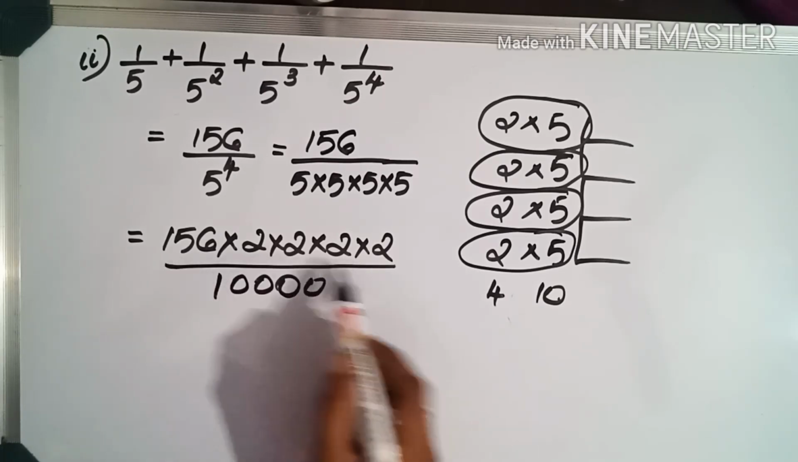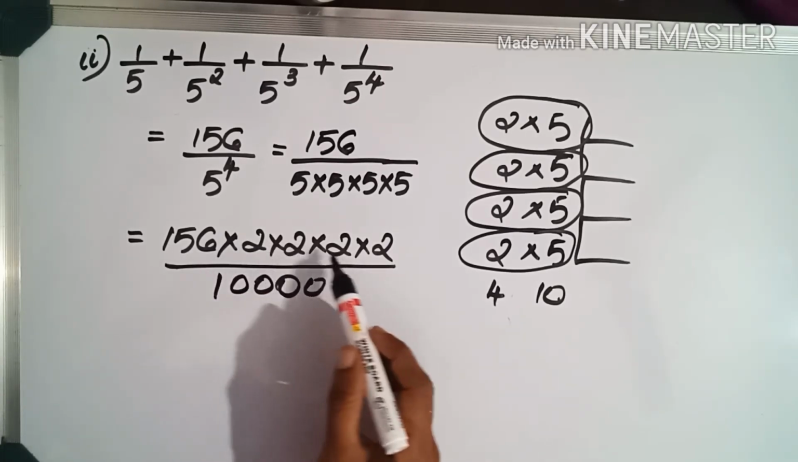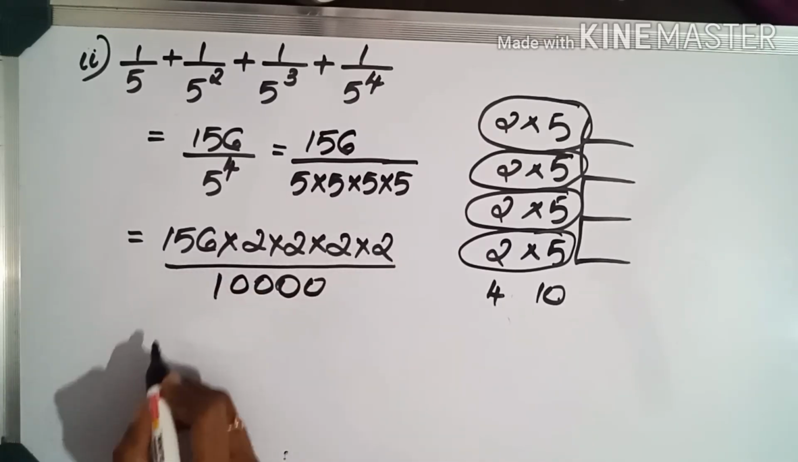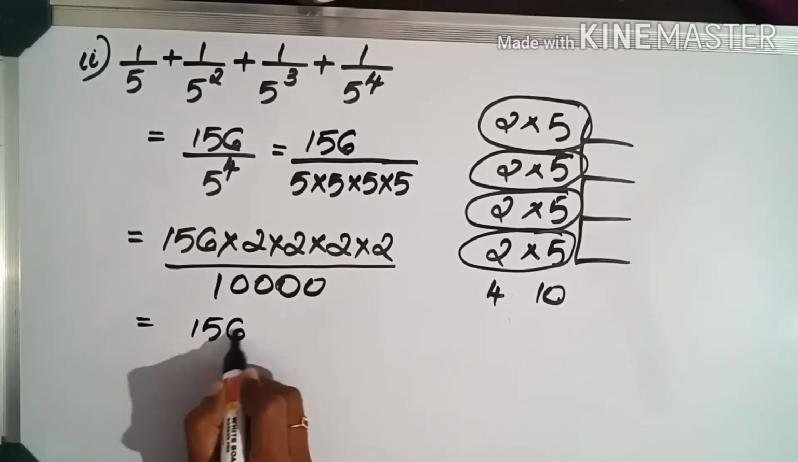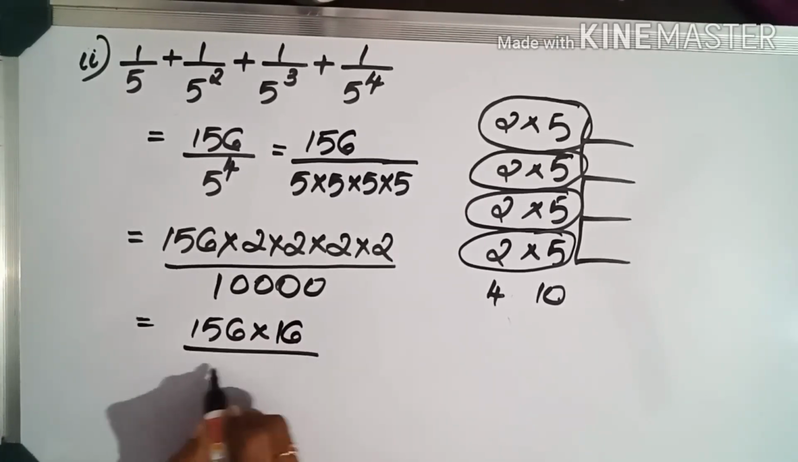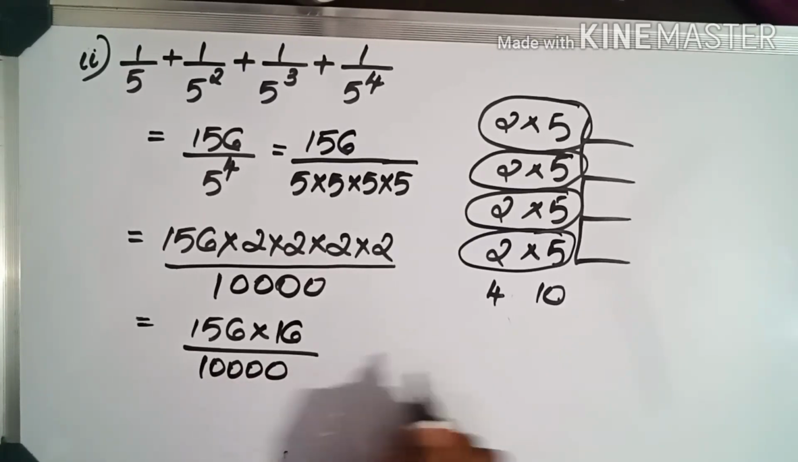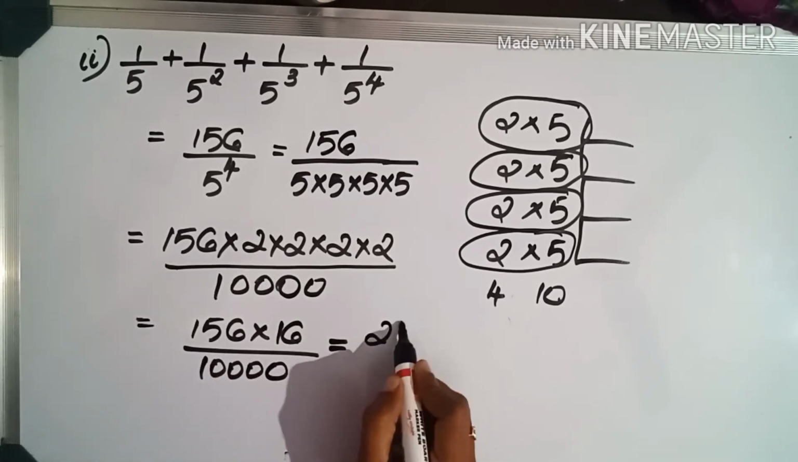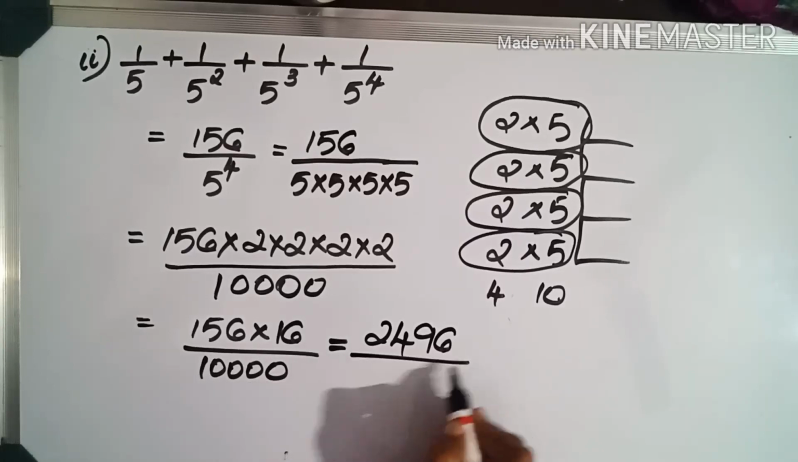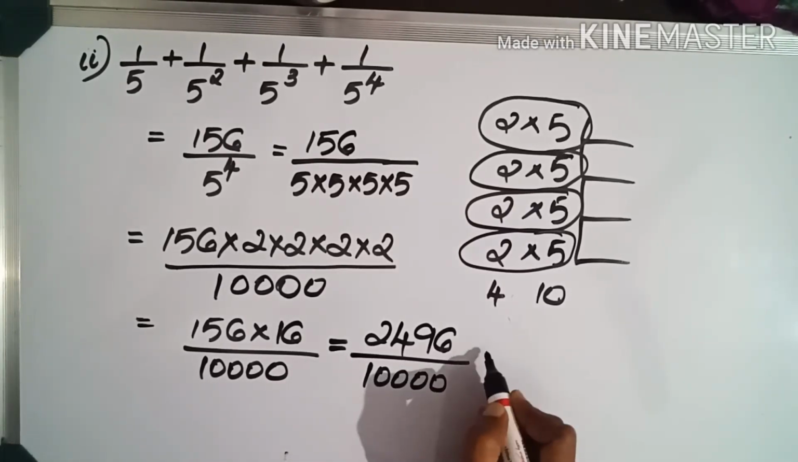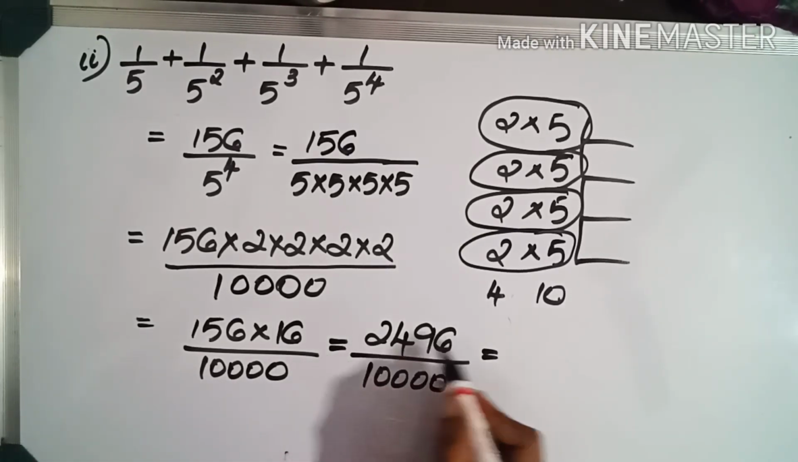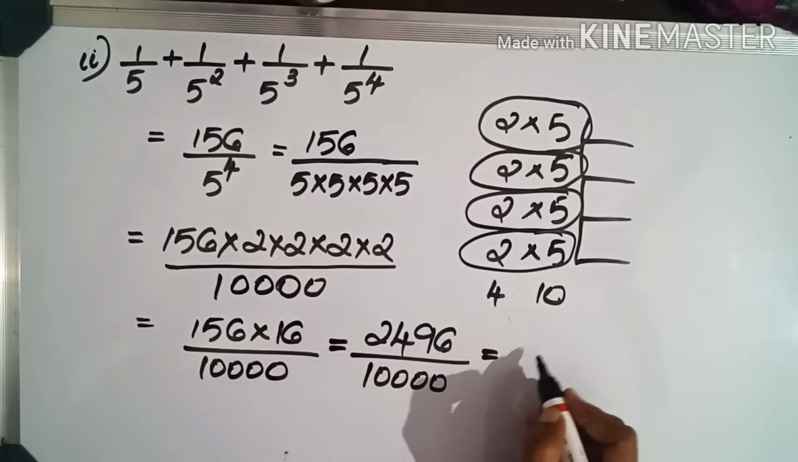Now multiply these numbers. 2 2's are 4, 4 2's are 8, 8 2's are 16. So 156 into 16 by 10,000. After multiplying these two numbers we get 2496 divided by 10,000. Now it is easy to find the decimal form. There are 4 zeros here, so here also we need to count 4 numbers: 1, 2, 3, 4. So before 2 we need to put the point.